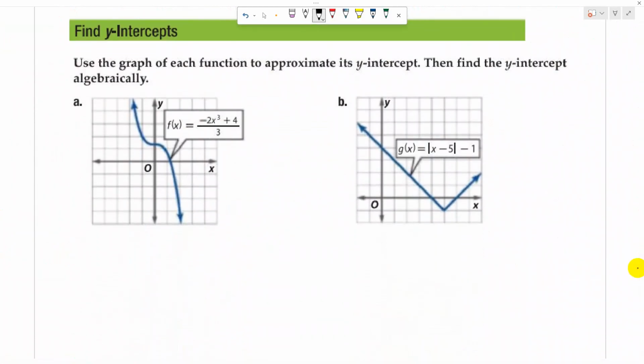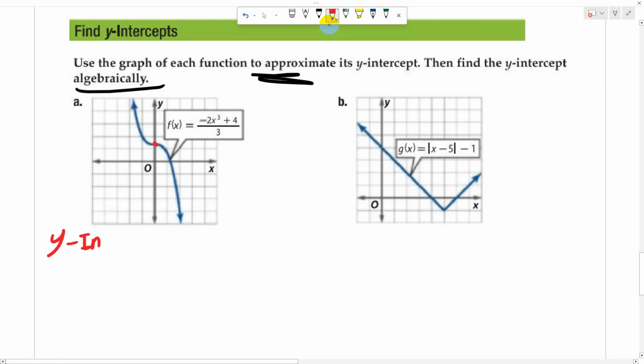Next, we need to find the y-intercept. We need to approximate the y-intercept and find it algebraically. For the first step, just approximate it. We approximate it here. This is 1, this is 2. I could say the y-intercept is 1.2, for example, positive 1.2. Yes. Okay, but let's find it algebraically.